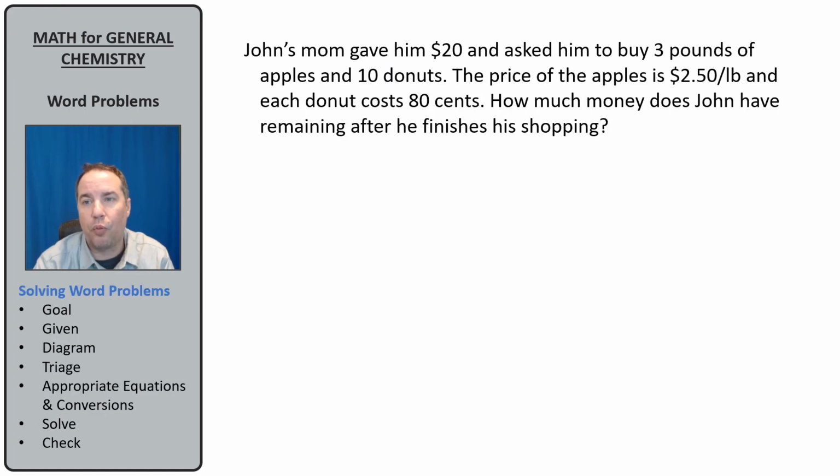All right, so let's start with a word problem, and let's start with one outside of chemistry. John's mom gave him $20 and asked him to buy 3 pounds of apples and 10 donuts. The price of the apples is $2.50 per pound, and each donut costs 80 cents. How much money does John have remaining after he finishes his shopping? All right, so first, our goal. Our goal is to figure out how much money John has remaining. Not how much he spent, but how much money he has remaining.